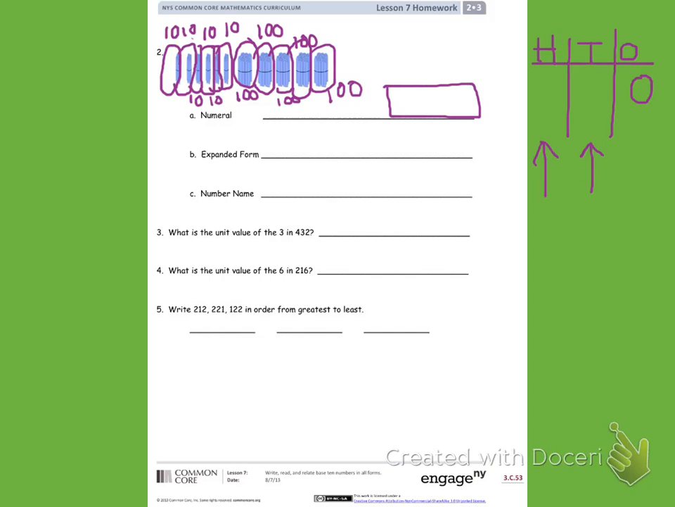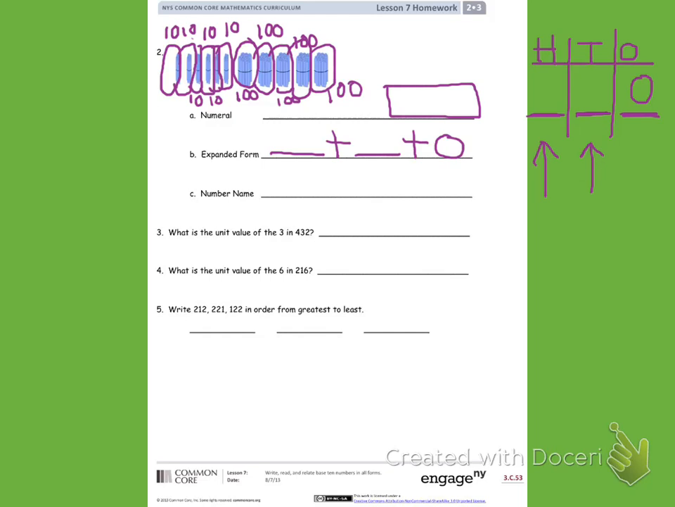For expanded form, you'll have to figure out the value of the number in the hundreds place and write it here, plus the value of the number in the tens place and write it here. And then we know that the value of 0 ones is 0. The number name will be written in words on line C.